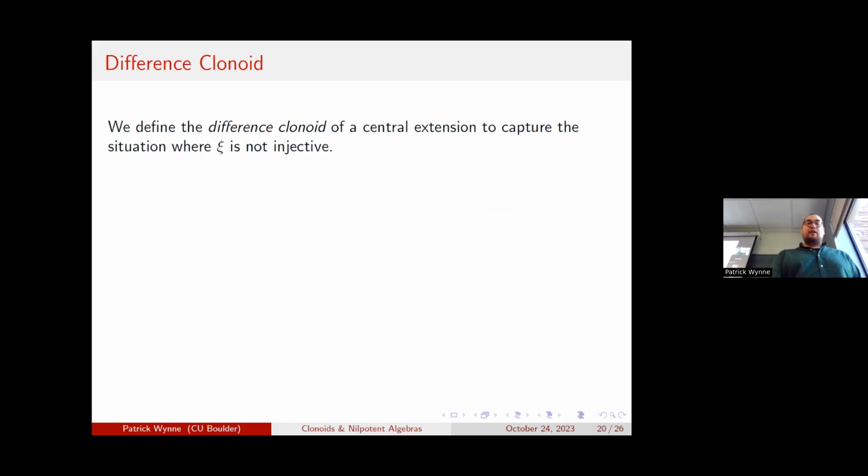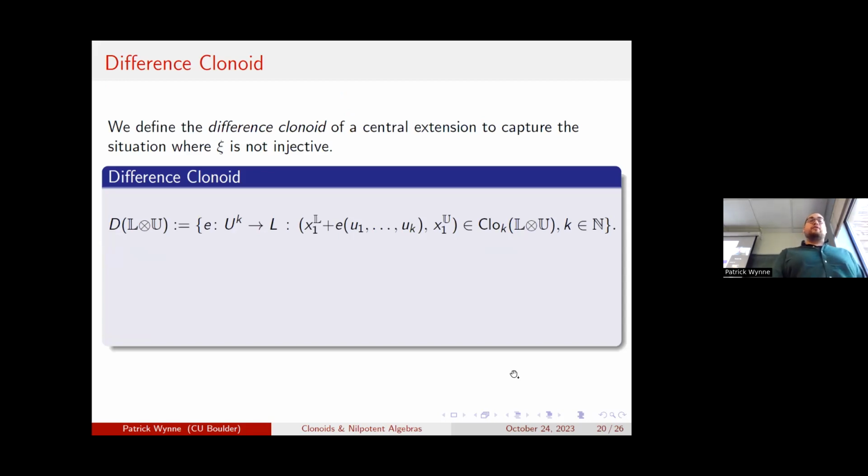Okay, so what happens when this clone homomorphism is not injective? Well, we'll define the difference clonoid, which I'll denote by D(L ⋊ U), to be all the functions that map from powers of U into L that look like just the first projection plus some distortion of U1 through UK. So the difference clonoid is all of these functions that we can tack on to this first projection to get a new function that still remains in the clone of L ⋊ U. So, of course, D(L ⋊ U) is a clonoid. The proof is, well, we called it the difference clonoid, so hopefully it's a clonoid, or else that's a bad name.